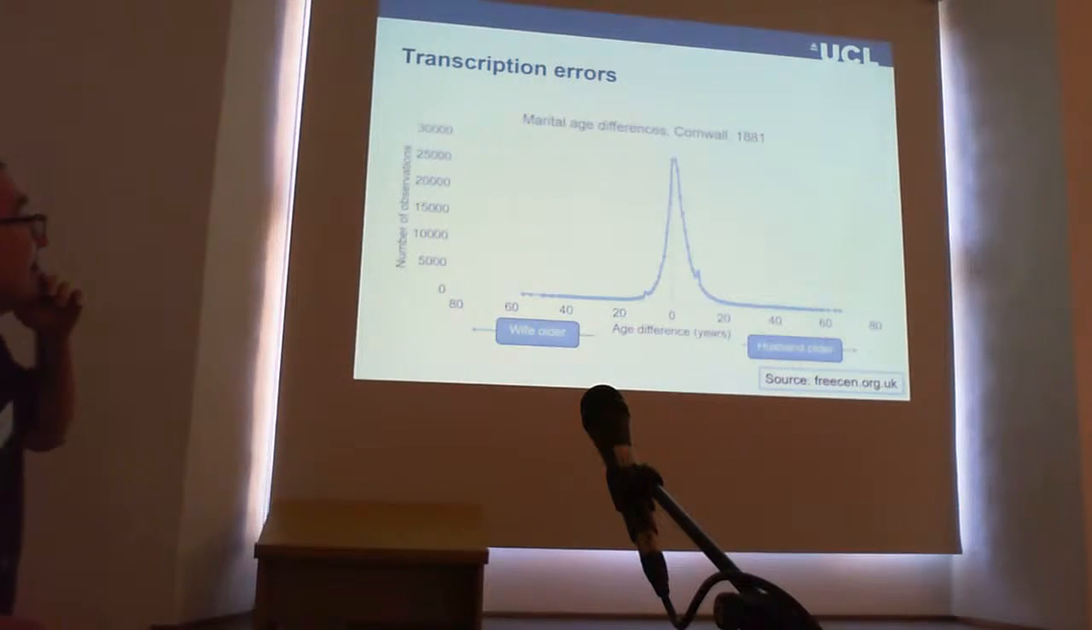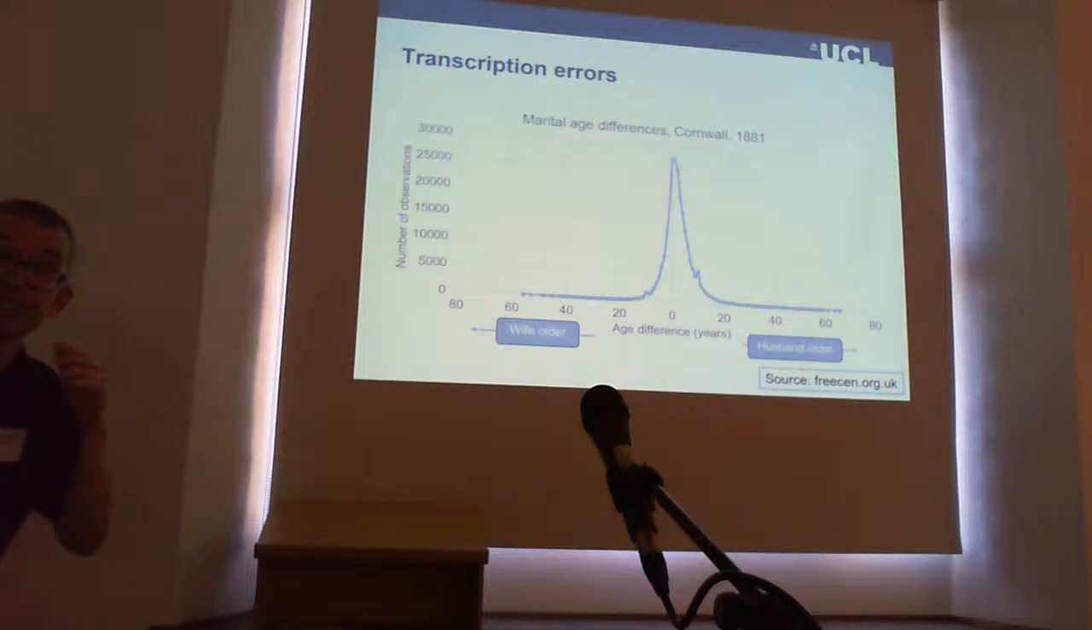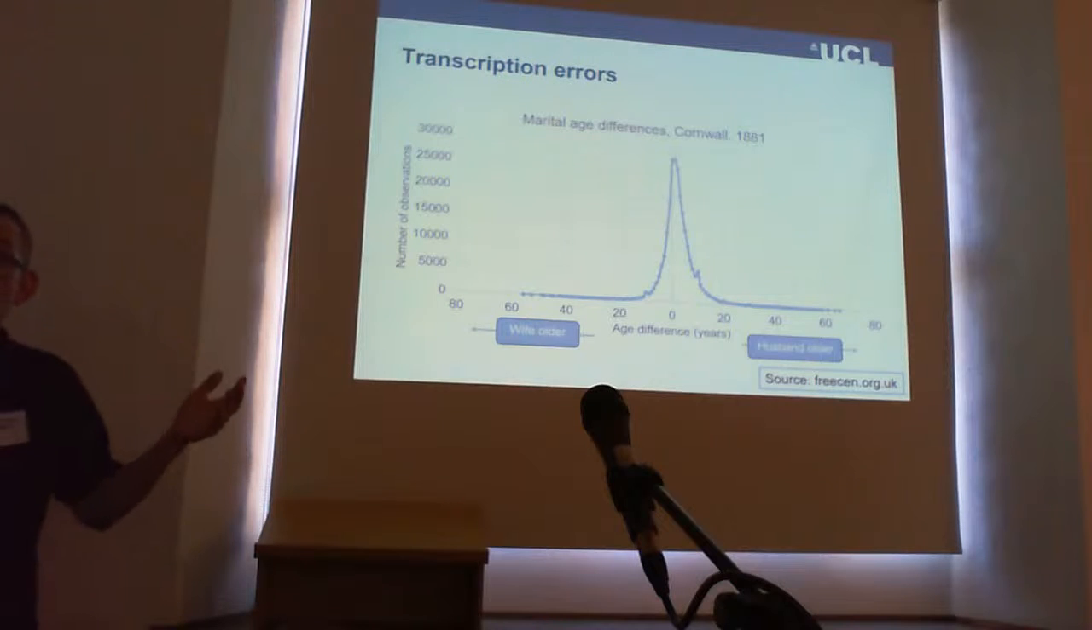An example of transcriber error here. This is a graph of marital age differences for people in Cornwall in 1881. If you're on the right-hand side of this chart, the husband is older than the wife. If you're on the left-hand side, the wife is older than the husband. And all of this data in the middle, that's what you'd expect. Sometimes the wife's older, sometimes the husband's older. Most of the time, the husband's older than the wife, so those are the mean observations. But we get these long tails on either side of people being 40, 50, 60 years older than their spouse. Possible, but unlikely.